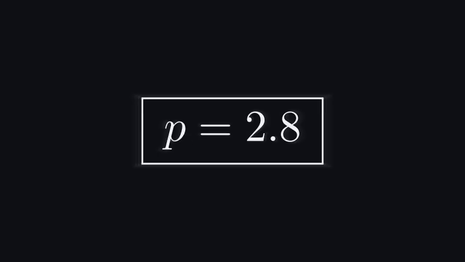Therefore, when h equals 9 meters, p equals 2.8 to two significant figures.